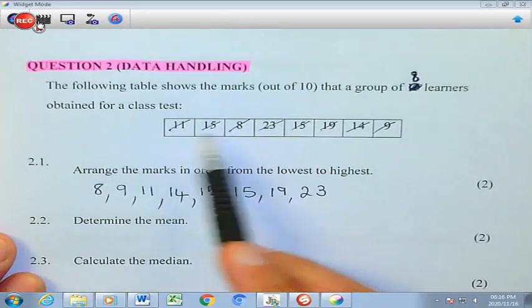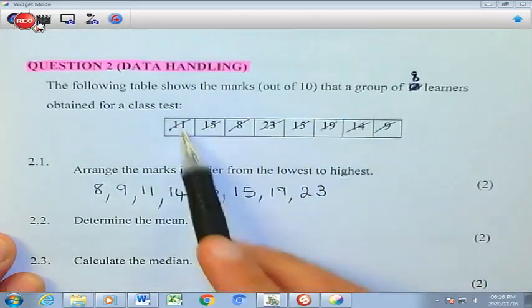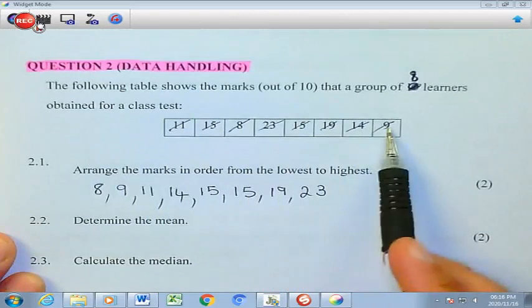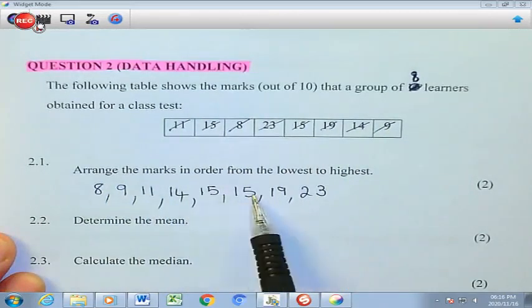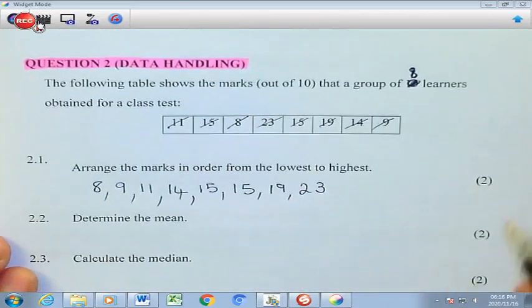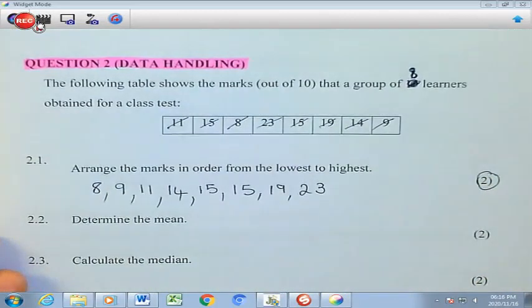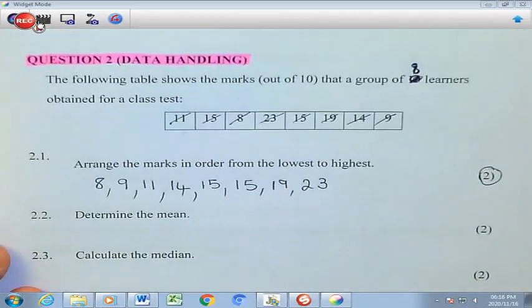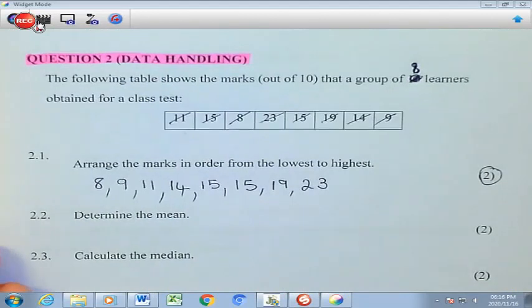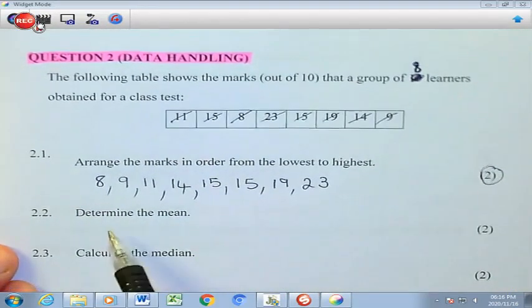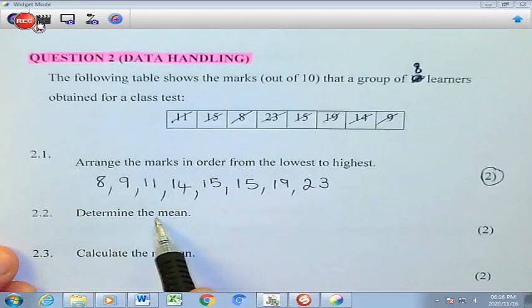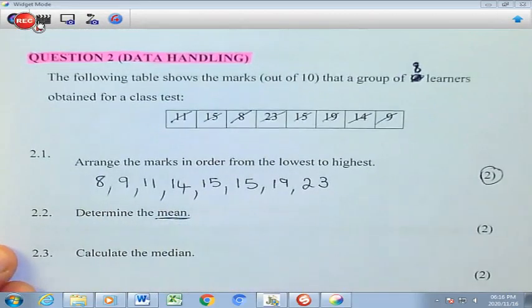And then you check: 1, 2, 3, 4, 5, 6, 1, 2, 3, 4, 5, 6, 7, 8, 1, 2, 3, 4, 5, 6, 7, 8. Okay, so that will be 2 marks, which you've just done, putting it in ascending order from lowest to highest. Then you are requested to determine the mean. Now what is the mean?